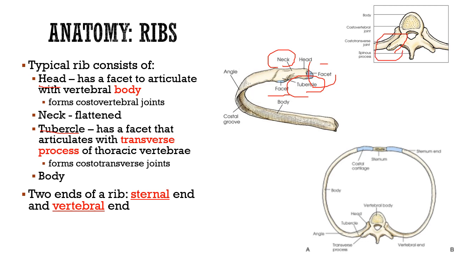The two ends of the ribs are the sternal end and the vertebral end. So the end over here is called the sternal end, and it's kind of flat and blunt. Now there's also the angle of the rib, and then there's the costal groove, but this portion here is called the body.